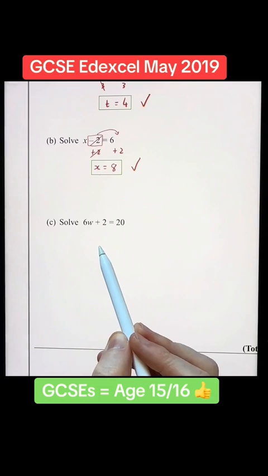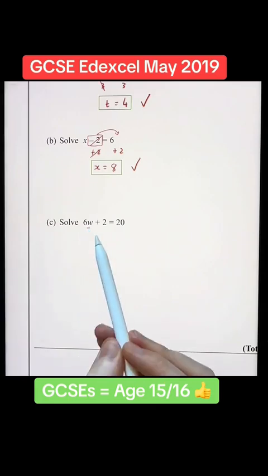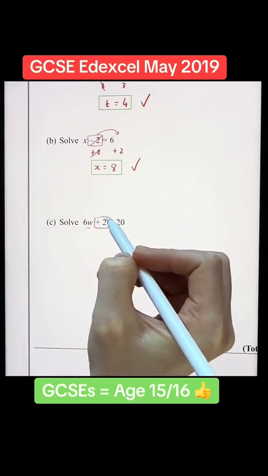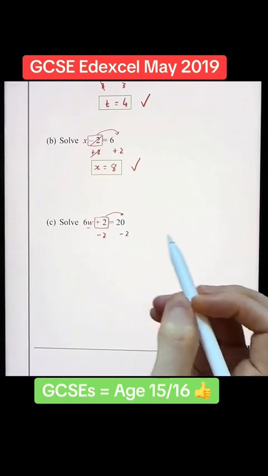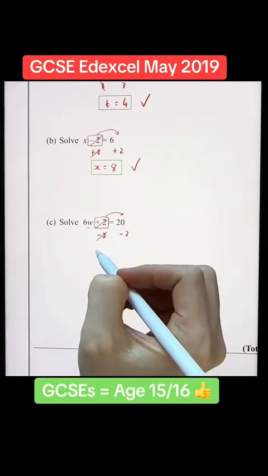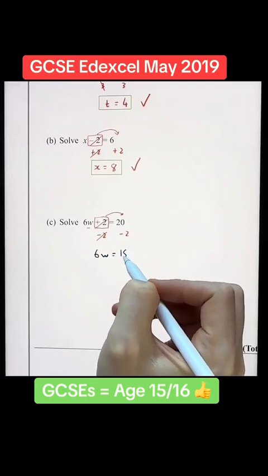Part C, solve 6w plus 2 is equal to 20. In this case, I'm working out the value of w. My first step is to always eliminate any term on the same side as the letter I want by doing the opposite. The opposite of add 2 is subtract 2 from both sides of my equation. On the left-hand side, 2 subtract 2 will cancel, and that'll leave us with 6w. And on the right-hand side, 20 take away 2 gives us 18.